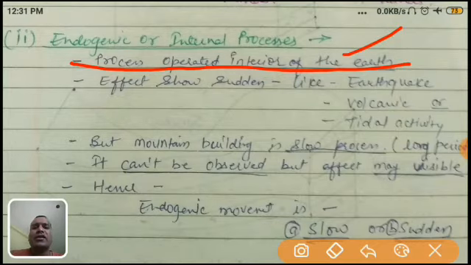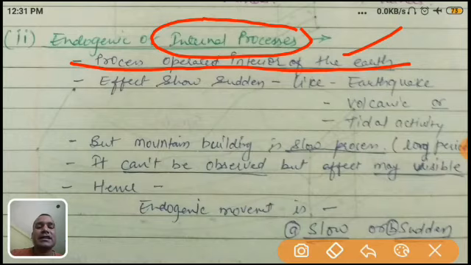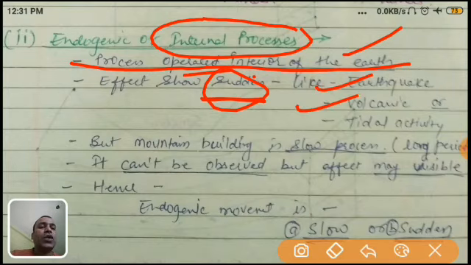Whenever you study anything, it's also my suggestion, first of all just look at the word internal. By the word you can easily understand. Internal means inside the earth. So the process operates in the interior of the earth. The effect is sudden. In the above one, exogenic, we have seen the slow process, but here it is sudden, immediate, like earthquake, volcano and tidal activity.